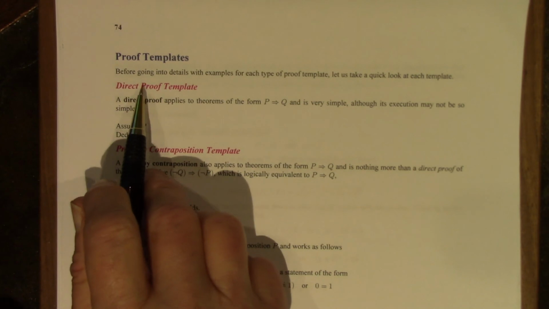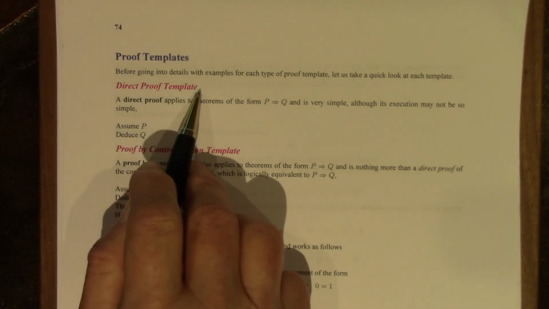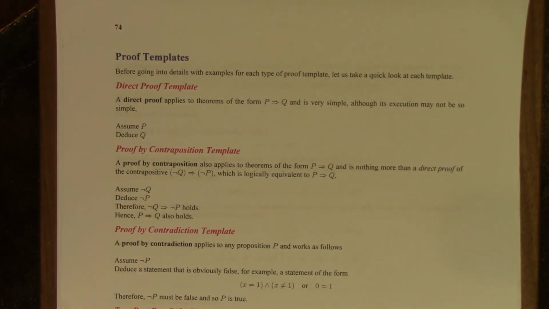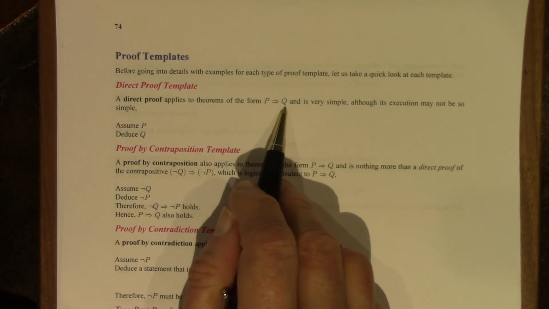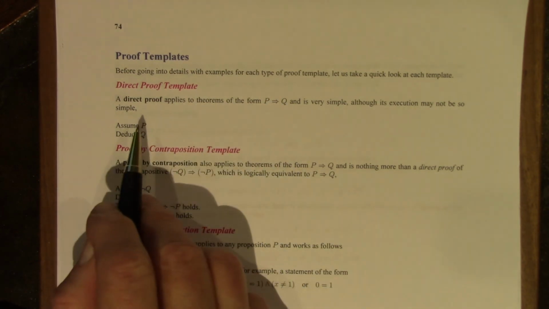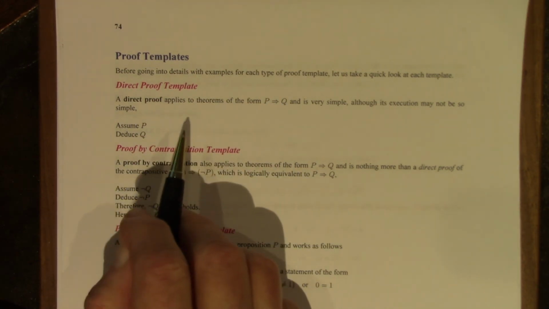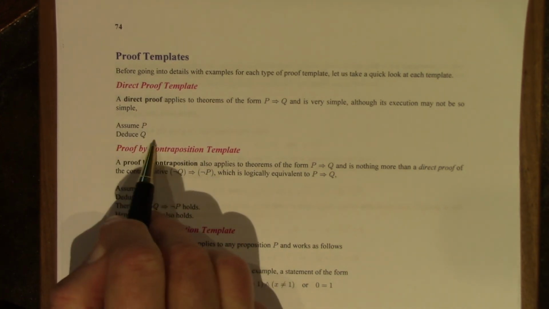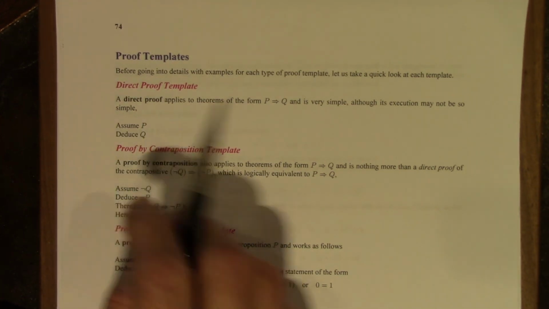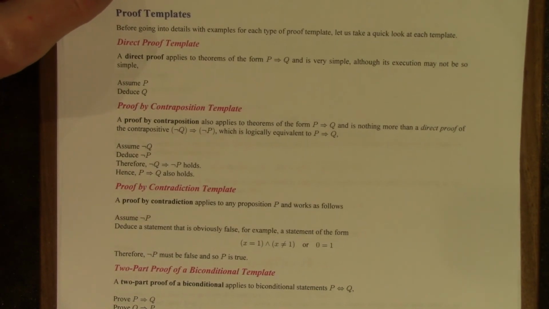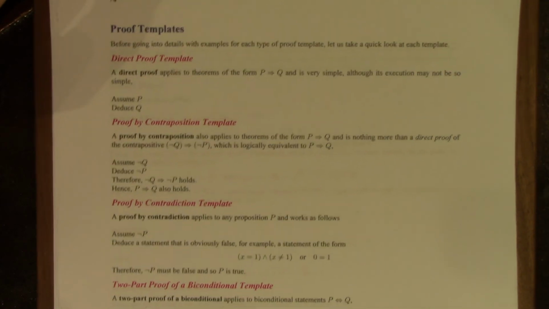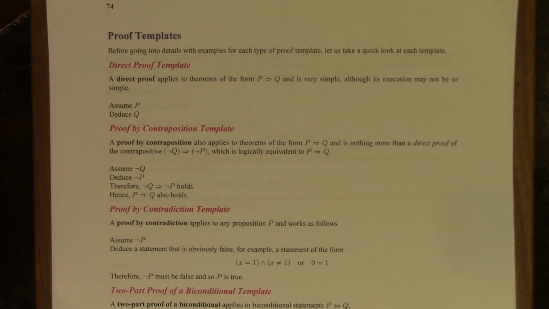The first template is a direct proof template. A direct proof applies to theorems that are generally of a conditional form, and it's a very simple template, although execution may not be simple. Assume P and deduce Q. I guess you can see from this there's not a whole lot I can tell you about direct proofs in general. Everyone is different. All I can tell you is assume P and try to deduce Q.